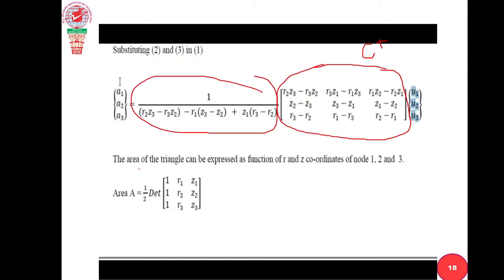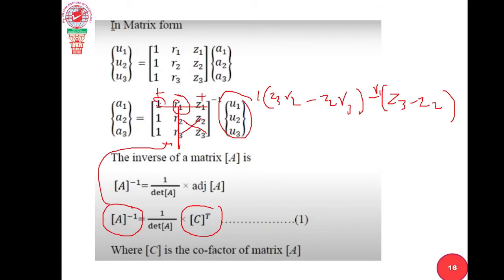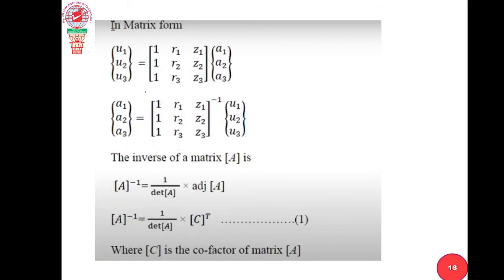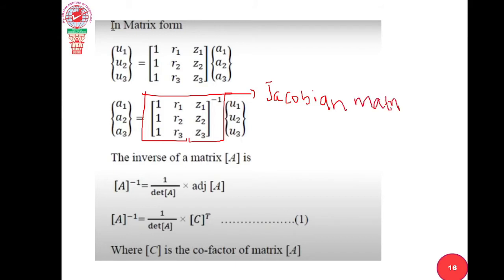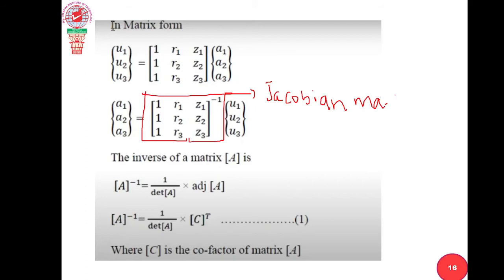All of you understood? This is the determinant of A. Keep this in mind. Now, one more very important thing I should tell here. This A inverse matrix that we got here is usually called by one more name, very important, that is known as the Jacobian matrix. With respect to this axisymmetric triangular element, this is the Jacobian matrix.